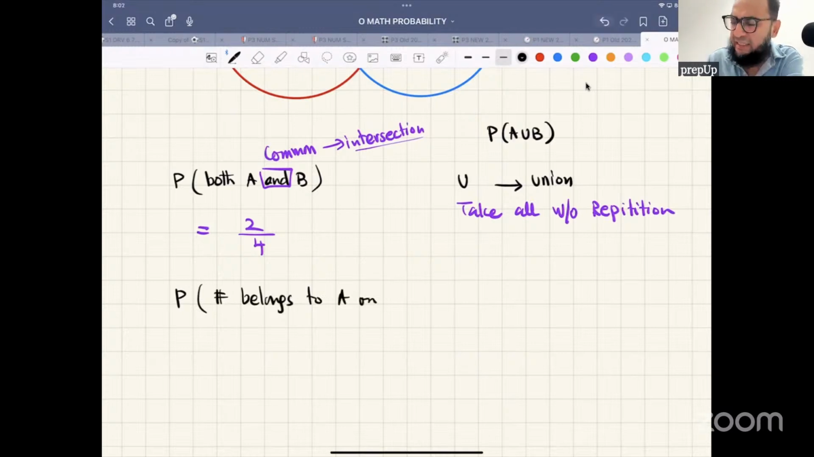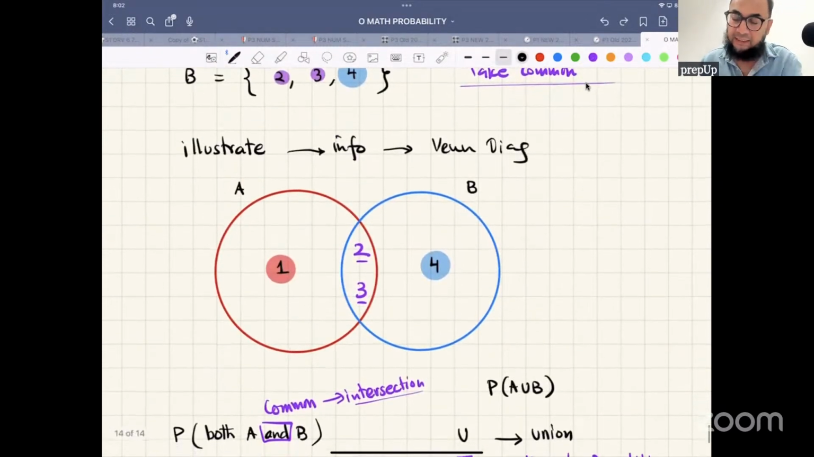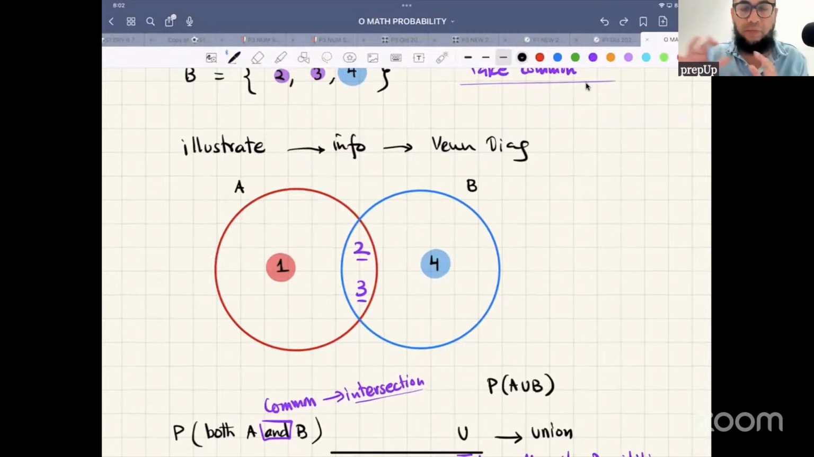If I ask you, what is the probability that the number belongs to A only? I think the wording is a bit confusing. Let me just give you a better example. I mean, this example is good for the intersection. This example is good for this thing. That is the intersection, the common, the union. That thing is all good.